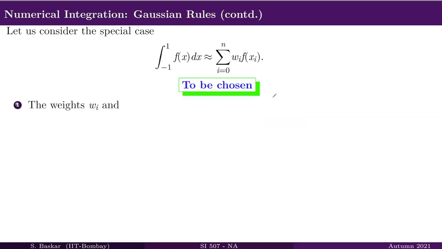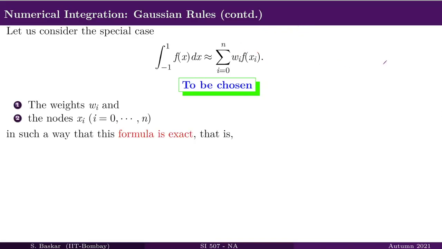So what are the things to be chosen as a part of the method? They are not given to us, but we have to find them. Probably the correct word could be "to be found" as part of the method of undetermined coefficients. Here they are the weights as well as the nodes. So these two are to be obtained. They are not provided to us. We have to obtain them. What is given? Given is only n.